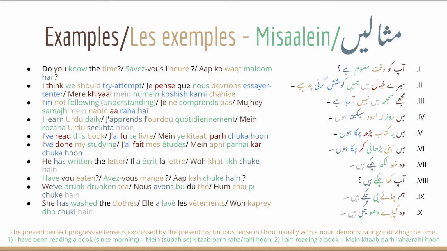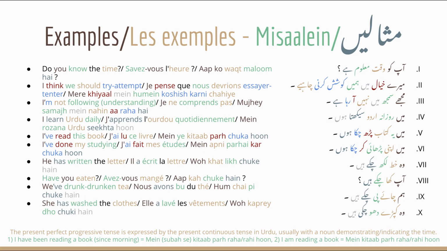Also, it's koshish karni because it depends on the gender of the thing. So it's feminine. That's what karni. I'm not following her. I'm not understanding. मुझे समझ में नहीं आ रहा है. So this is using the continuous. That is, I'm not following right now, not just I don't understand generally. That's different. That you learned in a previous video.